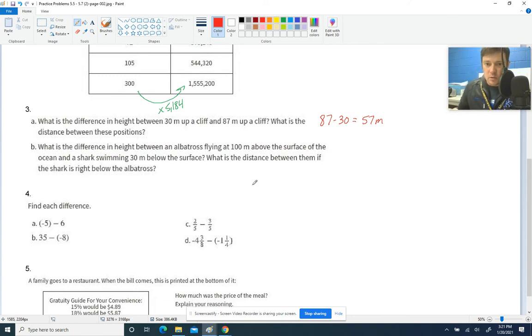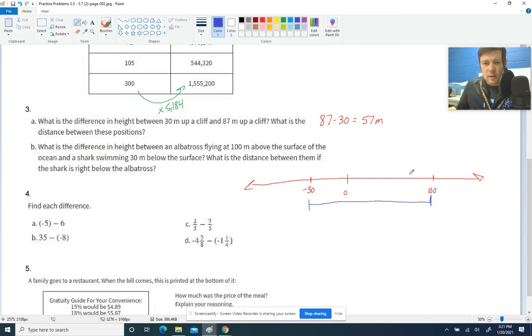I'm going to draw a picture for this one just to make sure we understand it. Okay, so let's say that this is the surface of the water here at 0, and we've got our albatross flying up above at 100, and we got our shark that's swimming down here at negative 30 below. And it just wants to know how far the distance is between these two guys.